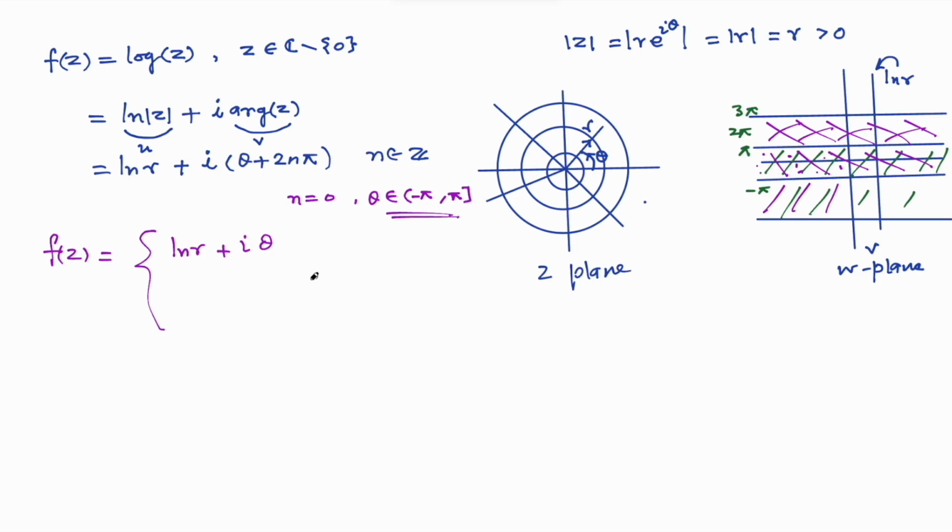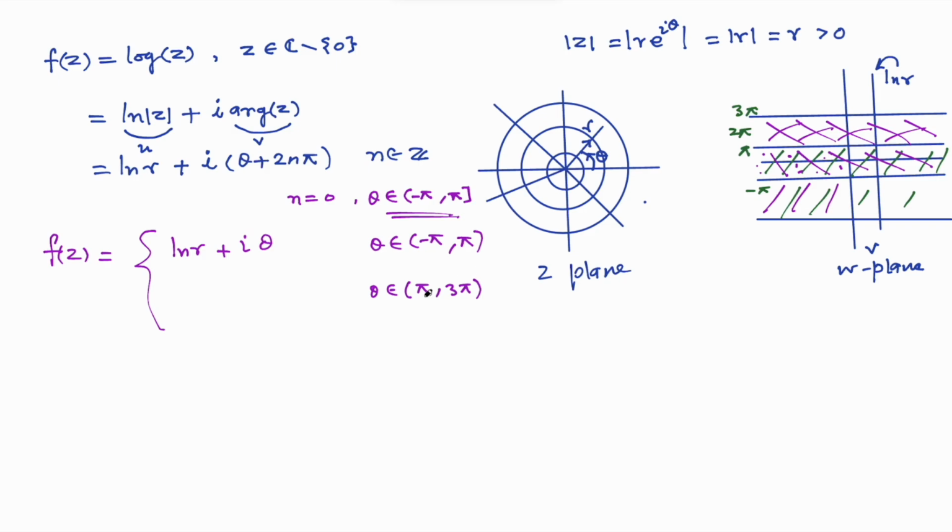So in the principal argument, if I say my theta will be in the range minus pi to pi open, then this will be a unique value. Now if I say theta from pi to 3 pi, right?